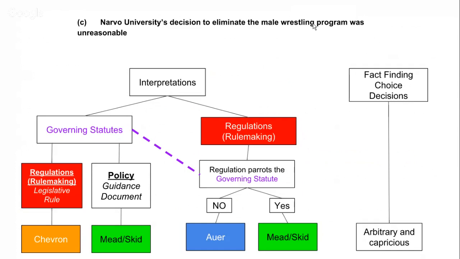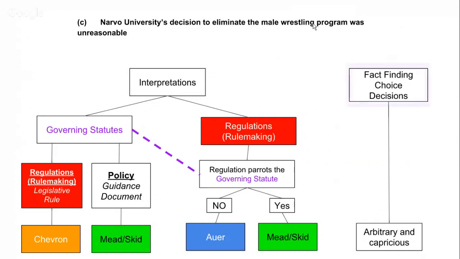And does that regulation parrot the governing statute? Based on the answers in this flowchart, it should lead you to exactly what doctrine you need to apply for each of these questions. In this case, question A is Chevron, question B is Auer, and question C would be arbitrary and capricious. Any questions?